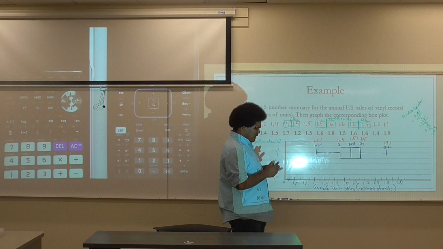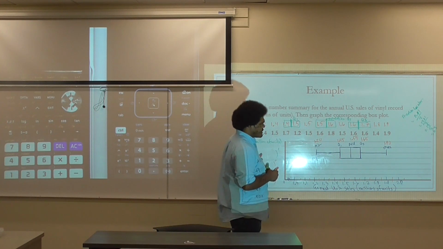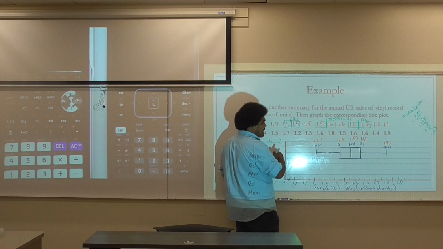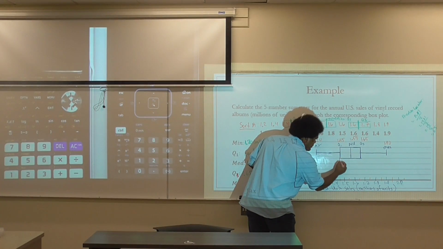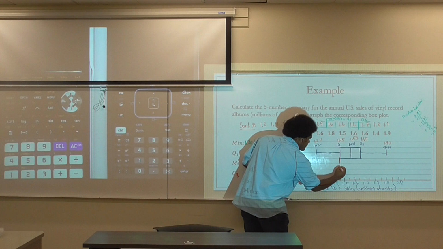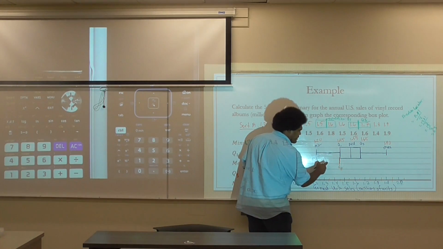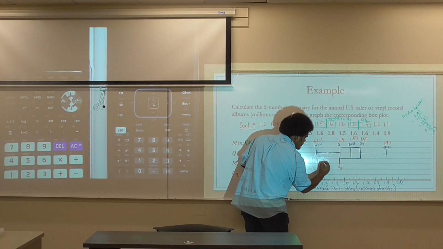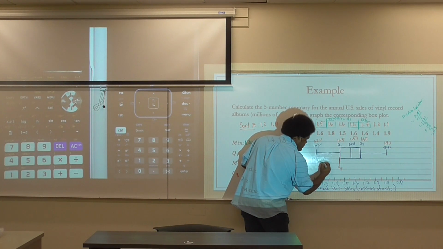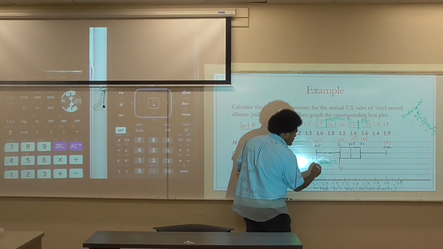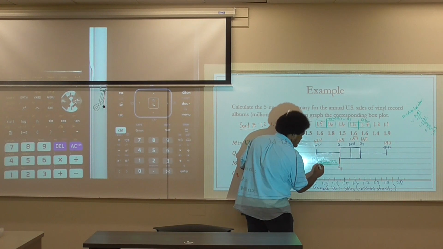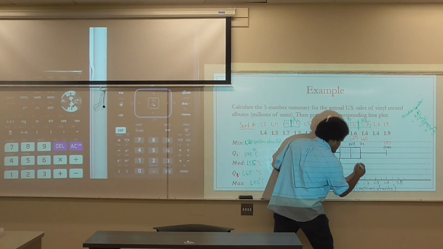So what's really happening at each of these spots? And then I'll show you the box plot. For Q1, where Q1 is right here, what it's really saying is it's dividing the bottom 25% of your data from your top 75%. That's what it's doing.